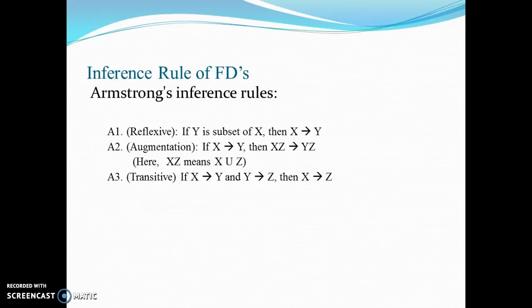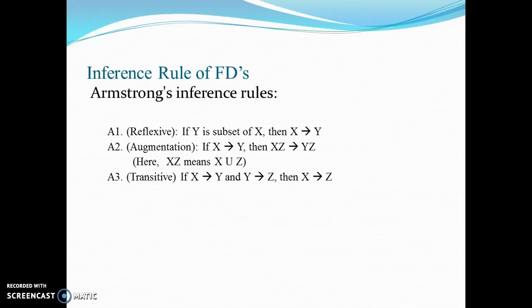Next is the inference rules of functional dependency. Different types of inference rules of functional dependencies are available. First one is Armstrong's inference rules. Three main important Armstrong rules are there. First one is reflexive, second one is augmentation, and third one is transitive.